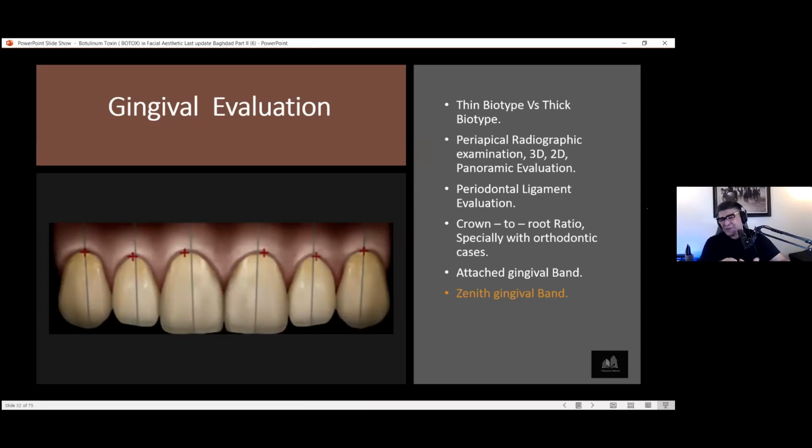I would like to mention here the zenith gingival band, because if you combine botulinum toxin with gingivectomy, you have to respect the zenith strip. You have to know that the central incisor and canine are almost at the same level, with the lateral incisor less than 1 millimeter lower than the canine and central incisor.